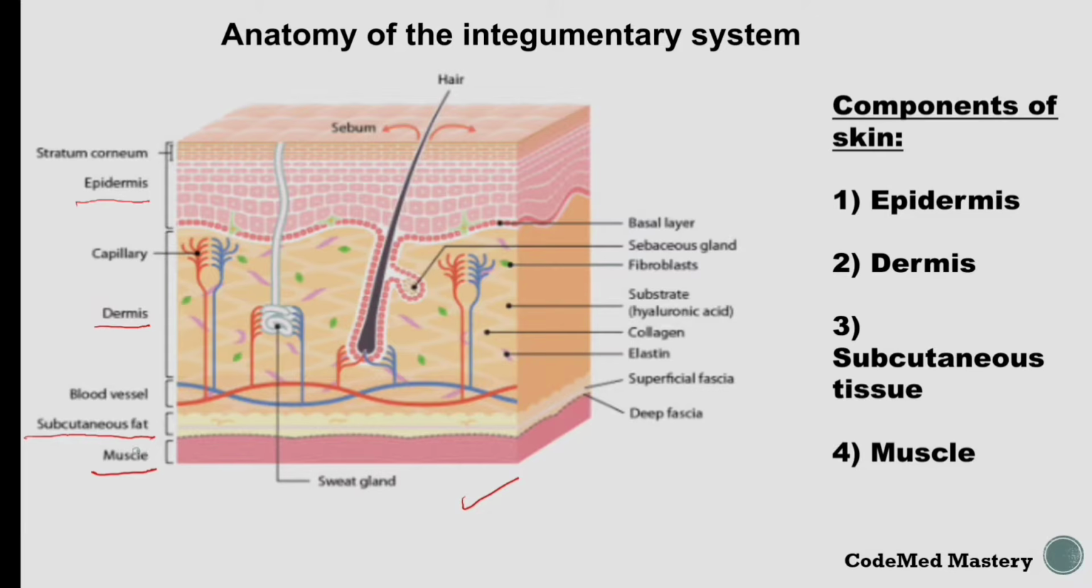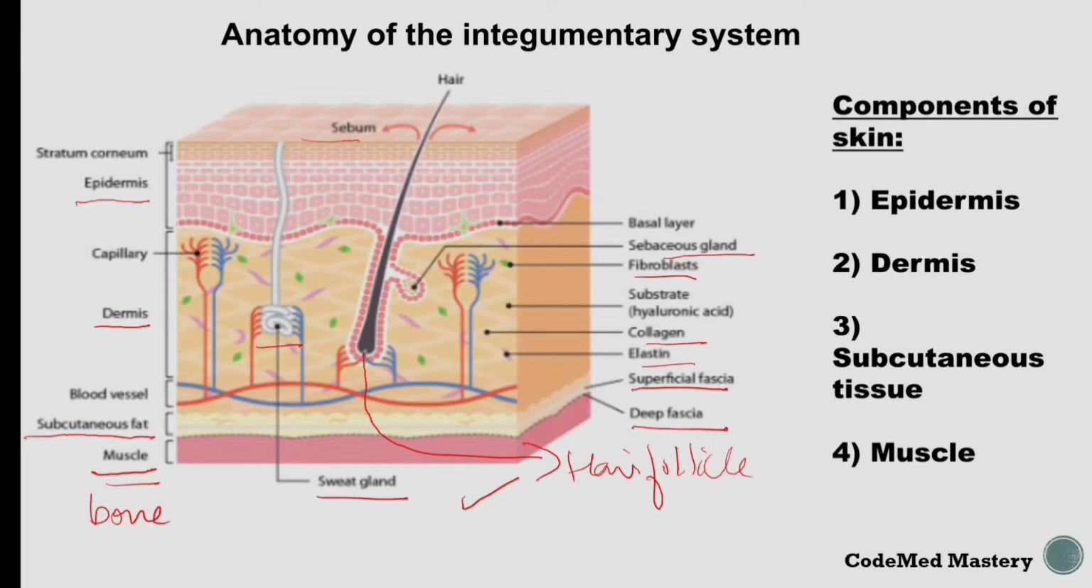Fourth is muscle. In the dermis, you can find sebaceous glands, fibroblast, collagen, elastin, and next is subcutaneous fat, where you can find superficial fascia and deep fascia. Next is the muscle, and after muscle comes the bone. You can see there is the presence of sweat gland, which produces sebum, and there is also hair follicle.